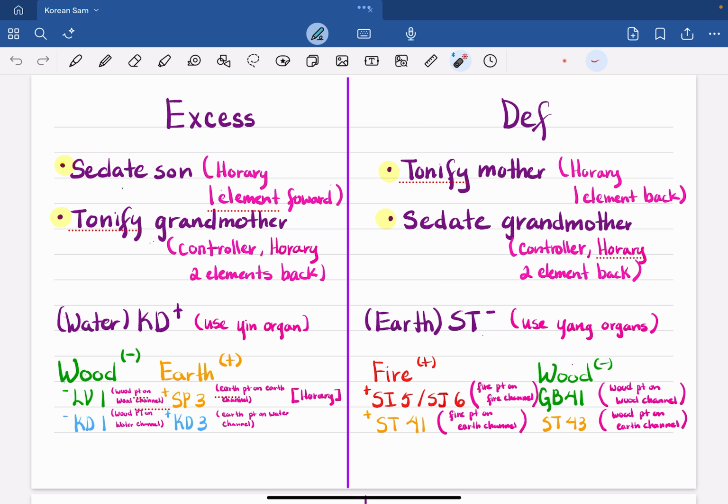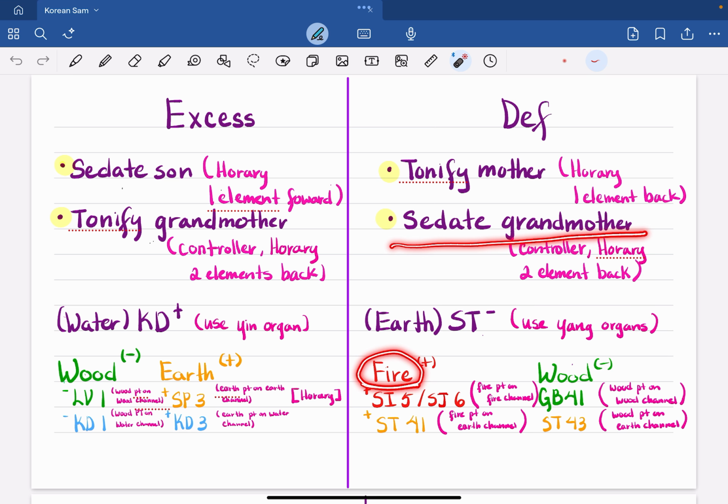Now, for a deficient condition, I chose here, for example, stomach, and it's a yang organ. So the first rule we have is tonify the mother. The mother is going to be the element that provides, nurtures, and gives. So you have to go back 1 element. So we have earth. 1 element back is what? Fire. So that's how you know this is the player.